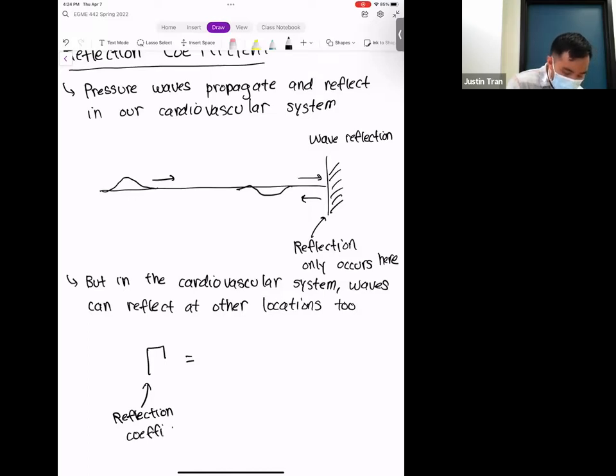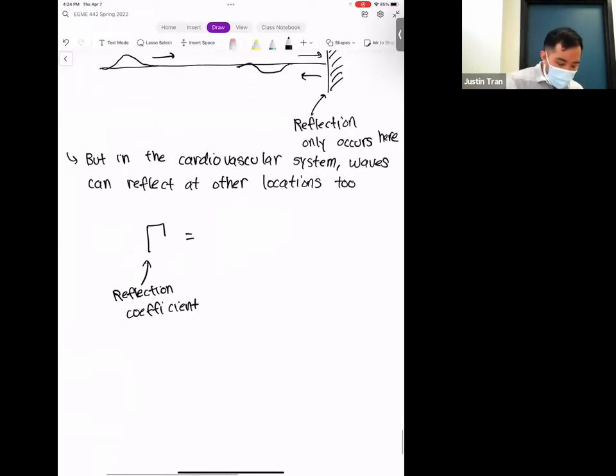And so it's a number, a coefficient, and it can be anywhere between 0 and 1, okay? And so if gamma is equal to 0, then that means we have no reflection. Right? If gamma is equal to 0 in a situation, that means the wave just passes right on through, without problems. Okay? The other extreme is when gamma is equal to 1, and this is when we have complete reflection.